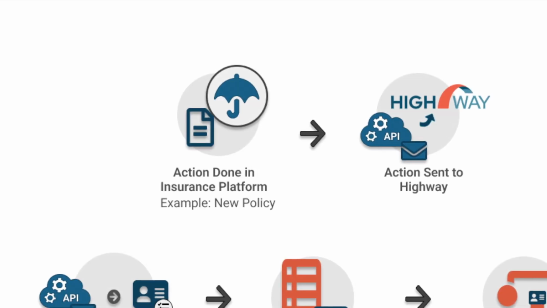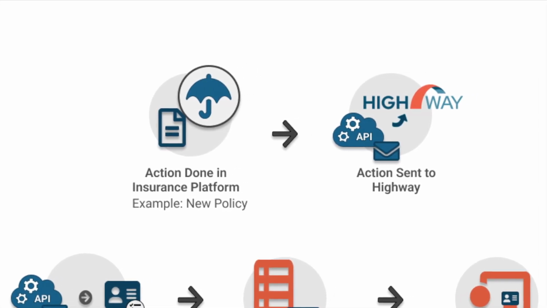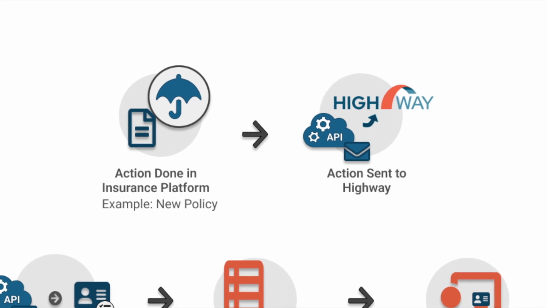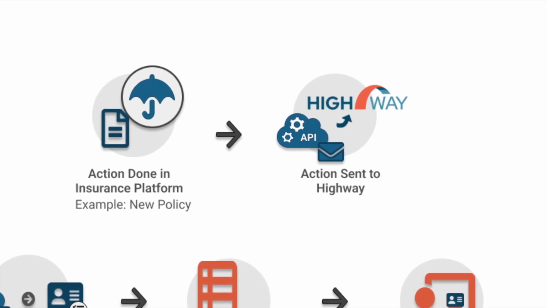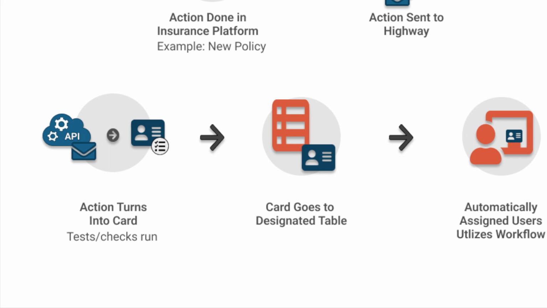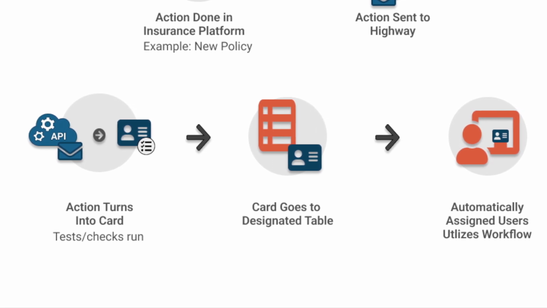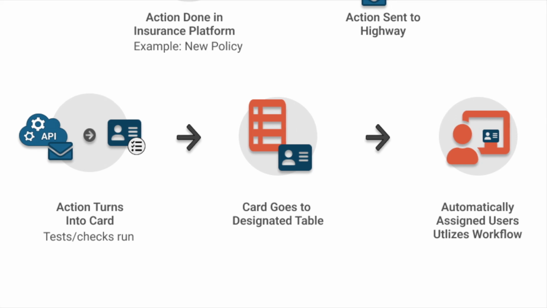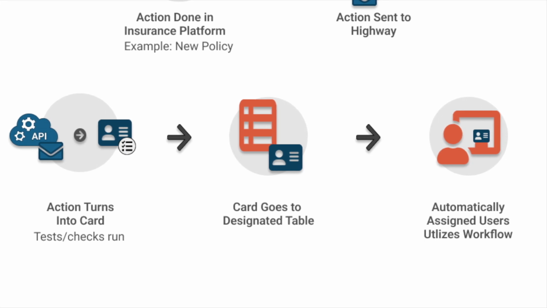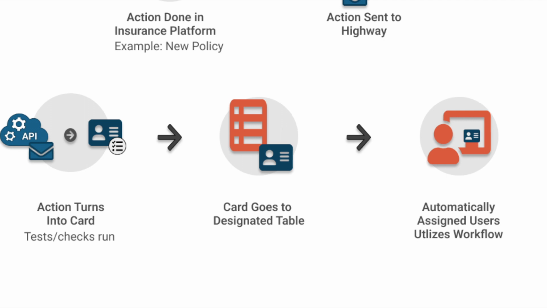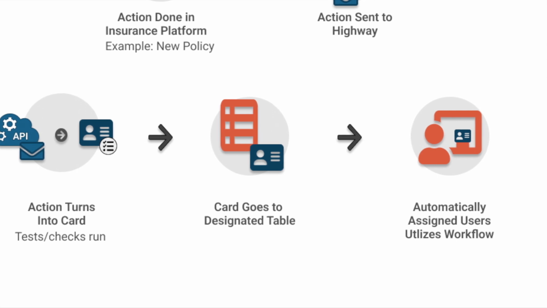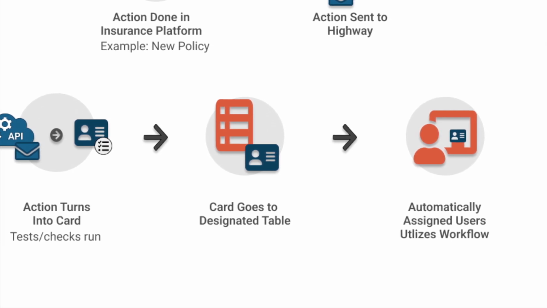When an action is done inside of your insurance platform, such as the creation of a new policy, the insurance platform notifies you, the carrier. Highway will run the action through a series of tests or checks for specific roles, like underwriters. We'll use the action information to create a Highway card and assign default users set from your preferences. Cards are how actions and tasks are organized on workflow.